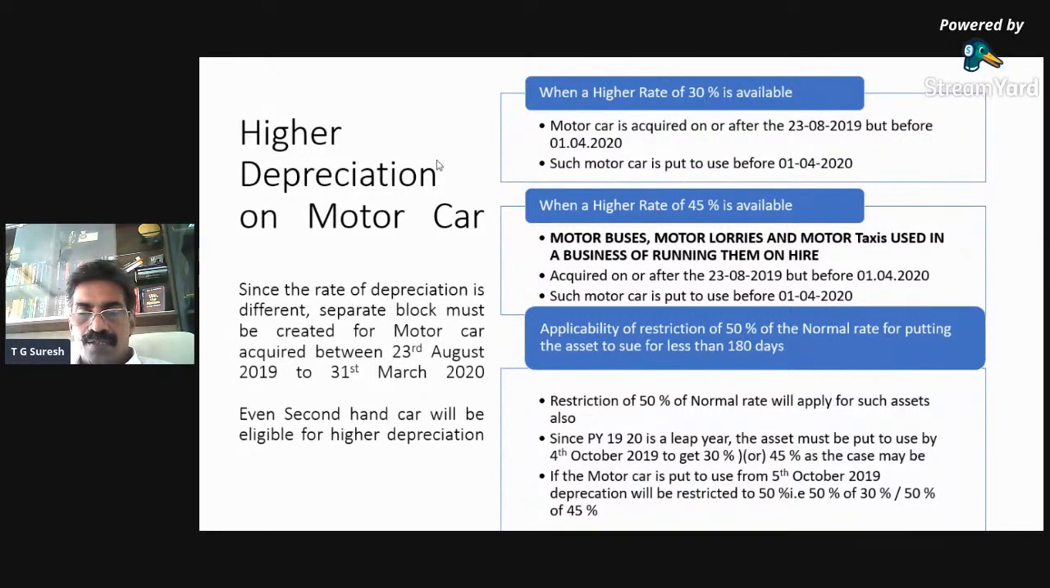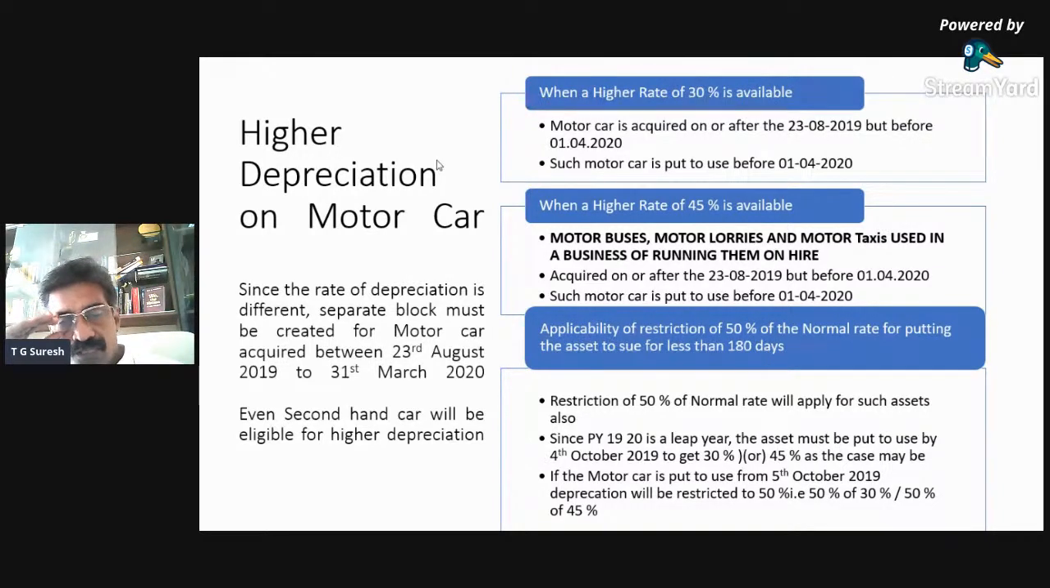So the 180 days restriction is there in the second proviso to Section 32, and that has not been changed. That means you will get depreciation of only 50% of the normal rate, which means 15% or 22.5%, if the asset is acquired after 4th of October. Why 4th of October? Many students think it is 30th of September.